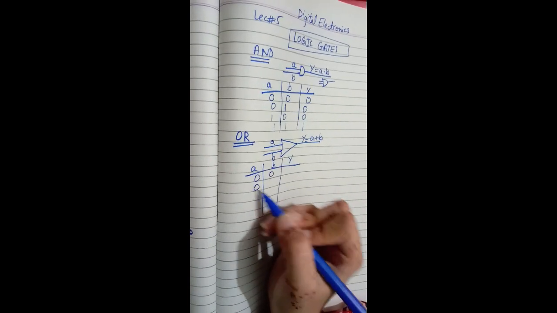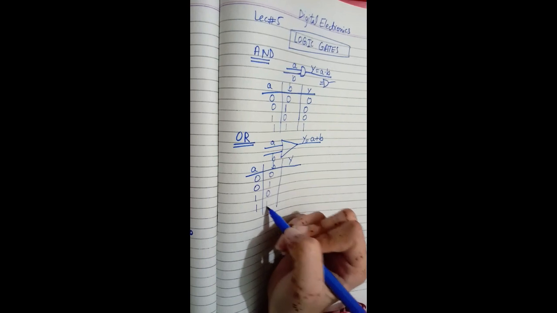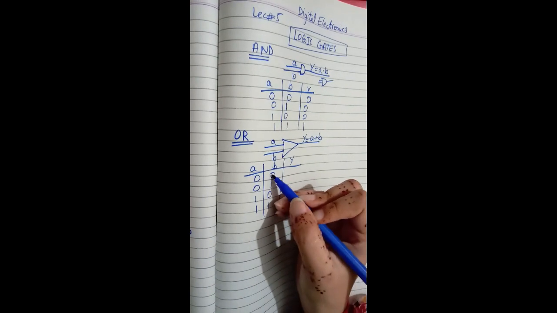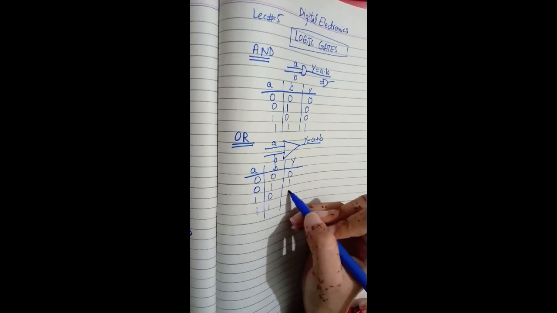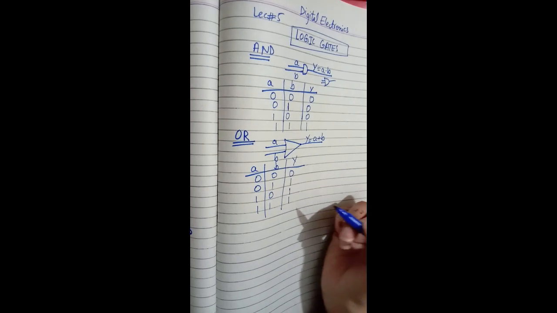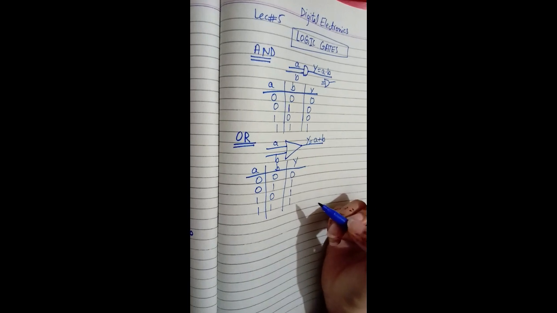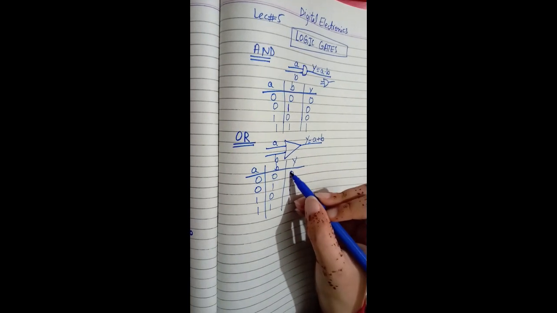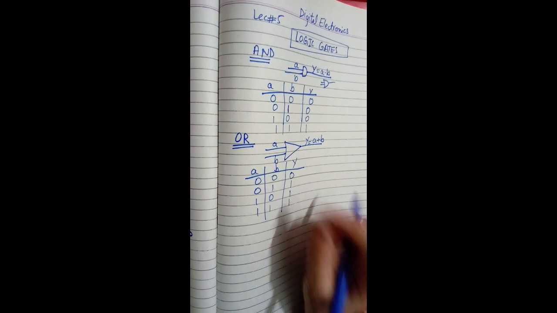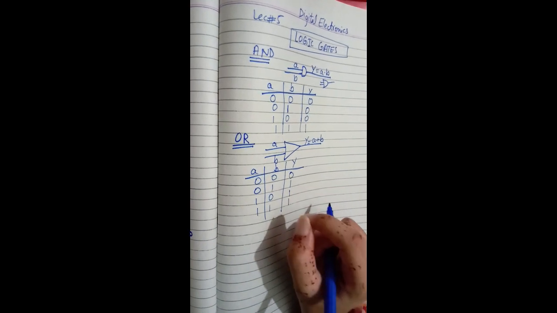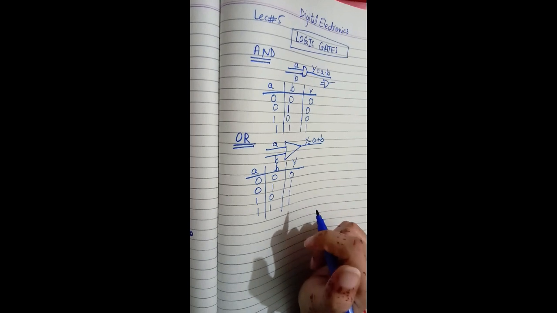0, 0, 0, 1, 1, 0, 1, 1. So by doing the simple addition, 0 plus 0, 0, 0 plus 1, 1, 1 plus 0, 1, 1 plus 1, 1. It says whenever both our inputs are 0, the final result is 0. And whenever any of our inputs is 1, the output will be 1.